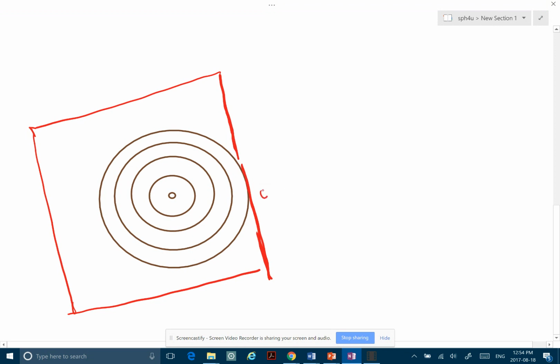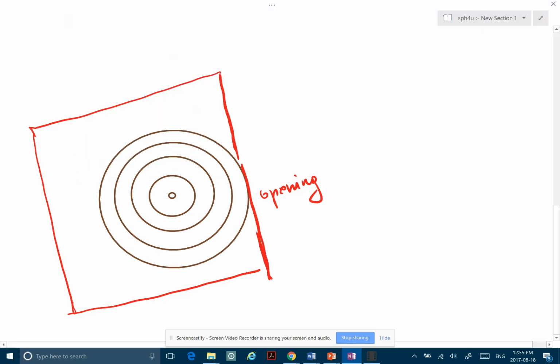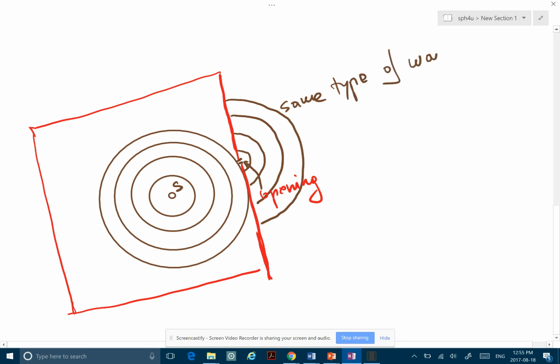There is an opening here. This opening, you will notice waves or wavelets, as they are called, come out of here, and they will be exactly the same as the waves inside the box. All right, so this is the original source, and this is the opening. They will be the same type of waves. So this is an experiment that demonstrates how Huygens' principle for any waves happens to be true.